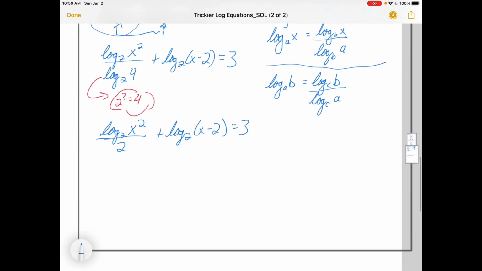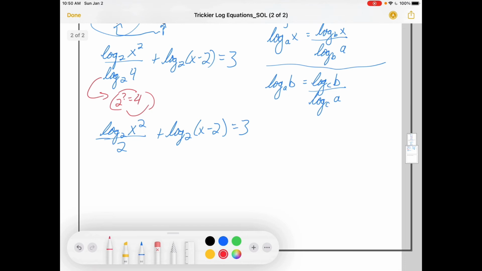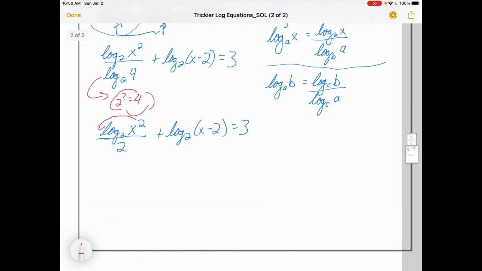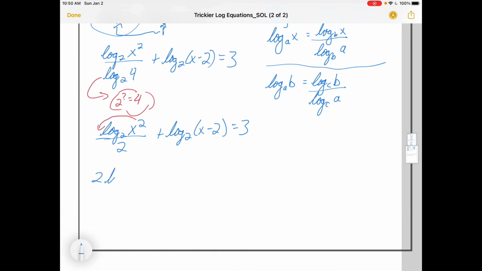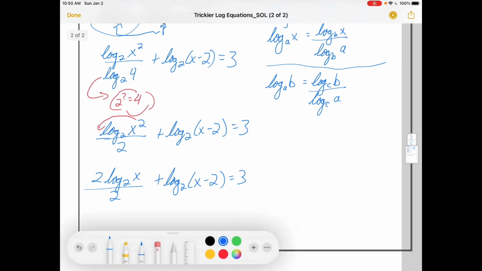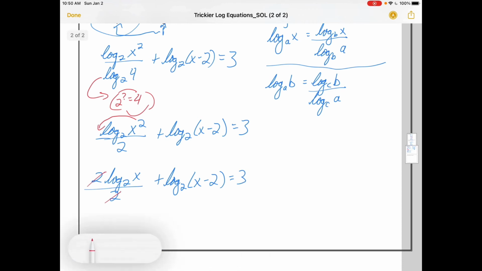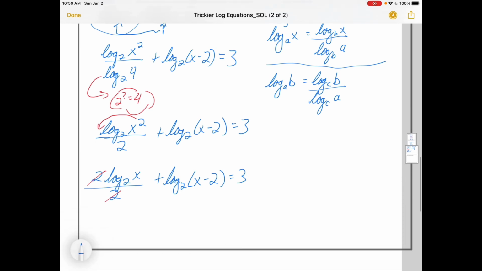I'm going to do something that my log laws will let me do here. I'm going to bring down this 2 so that they can divide out. But alternately, you could have called it a half and brought it inside. So I'll just use my log law of powers. 2 log base 2 of x over 2 plus log base 2 of x minus 2 equals 3. Now we can cross out these 2's. Okay, and we'll keep working that way. We have log base 2 of x now, plus log base 2 of x minus 2 equals 3.